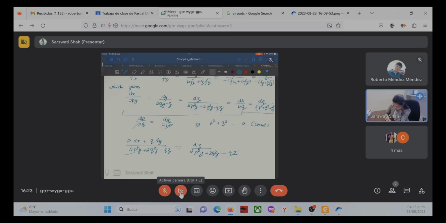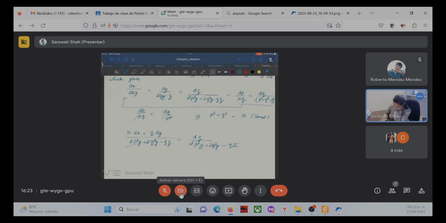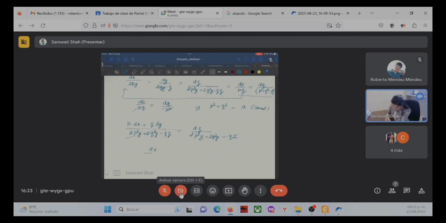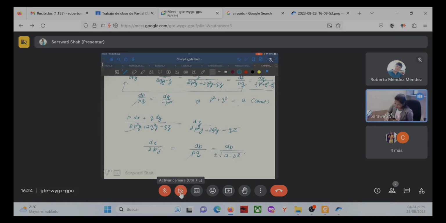So if we use the last one, dx over 2py equals dp over p q. So p will be cancelled out. In place of q, you can use under root a minus p square, plus or minus, whichever you want to keep. Now still it has y. Can anyone suggest how to solve it, or can anyone solve it?